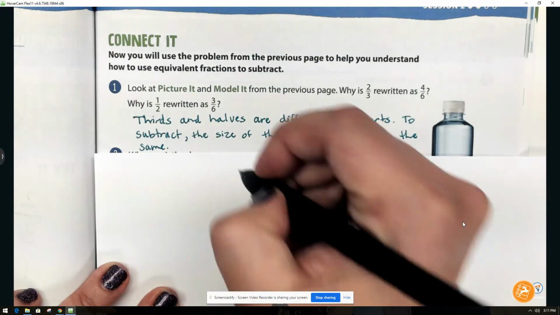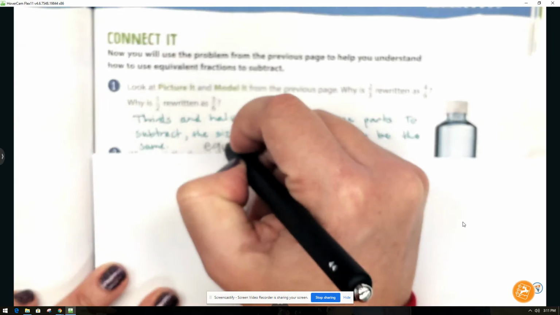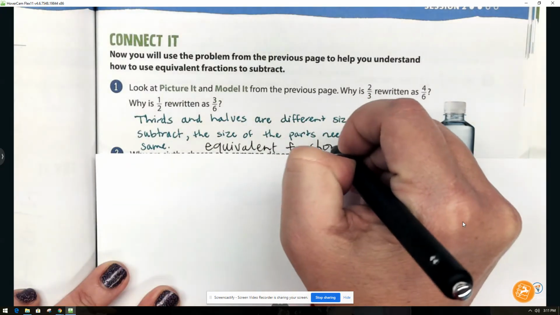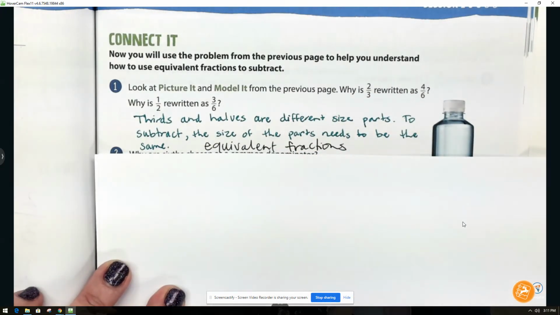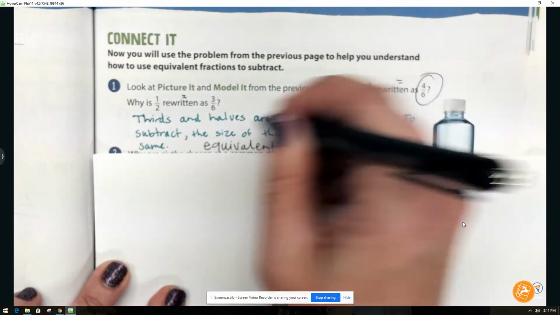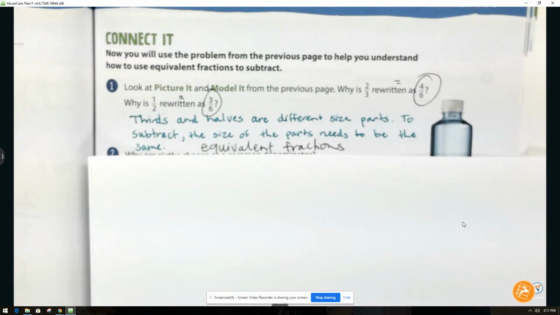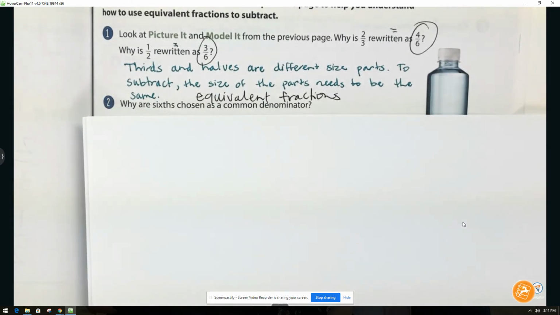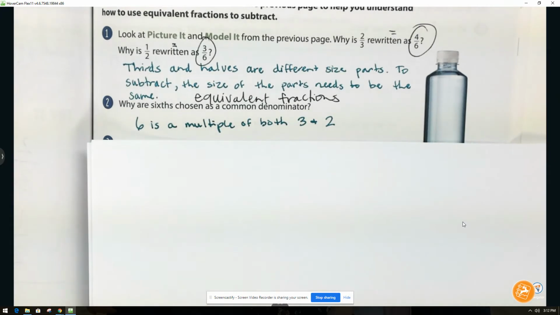So we need to find, the big word here is equivalent fractions. We need to make these equivalent fractions and we need to have the same denominator. Having that same denominator makes it so that we can subtract them. Otherwise, we can't. So why is 6 chosen as a common denominator? 6 is a multiple of both 3 and 2.